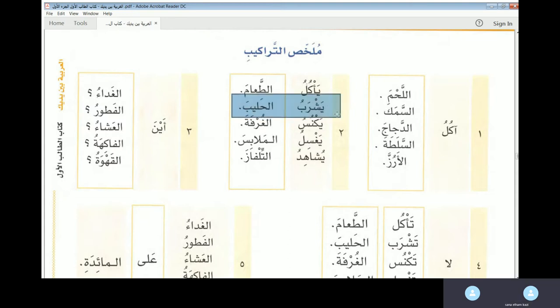Yashrabul-halib. He drinks milk. Yaknusul-ghurfa. He cleans the room. He cleans or he sweeps? He sweeps the room. Yaghsilul-malabis. He washes the clothes. Yushahidut-tilfaz. He watches the television.